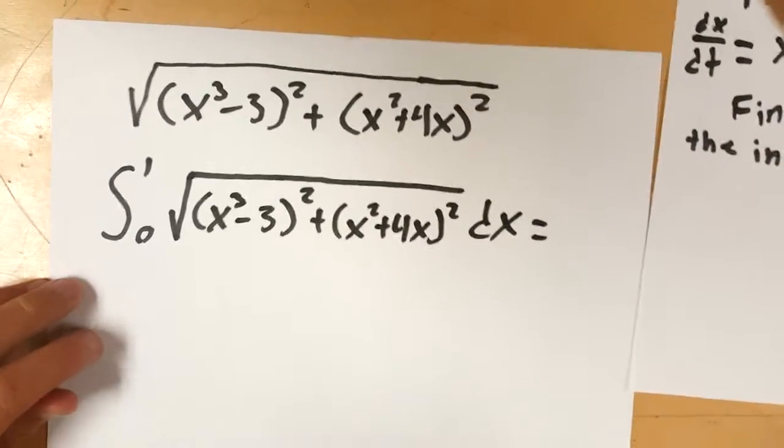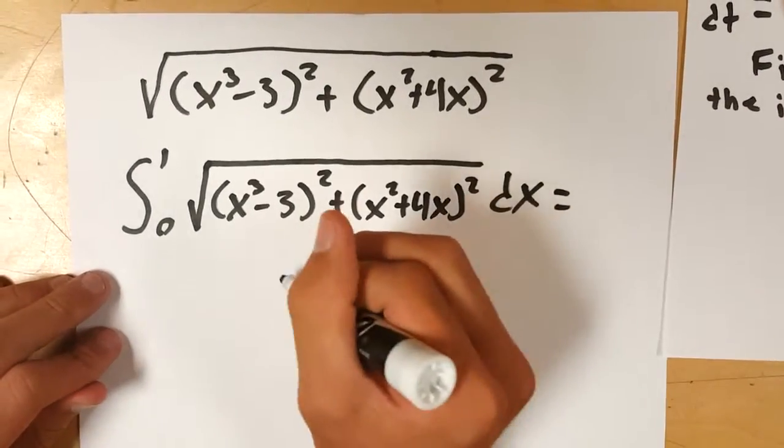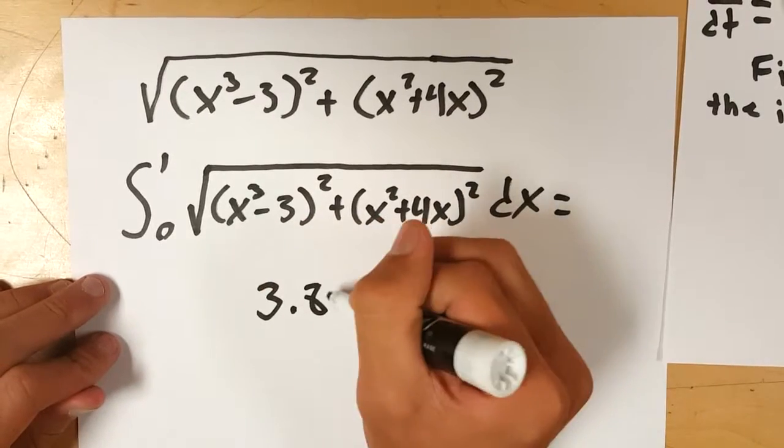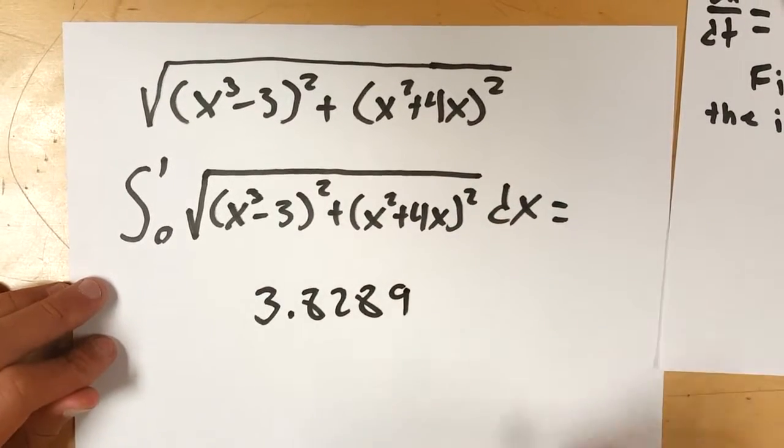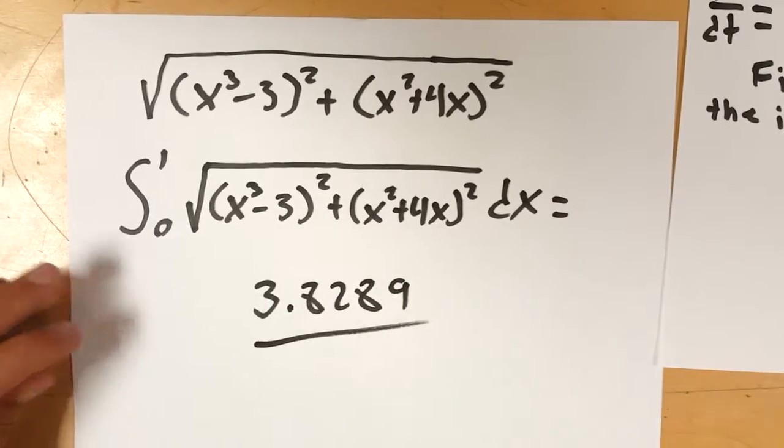And you can plug this into your calculator and you get 3.8289. Done.